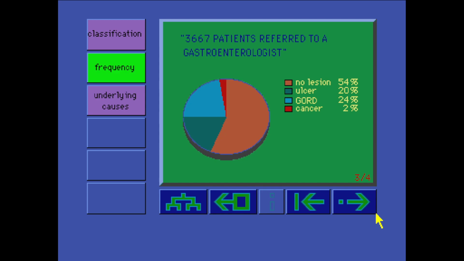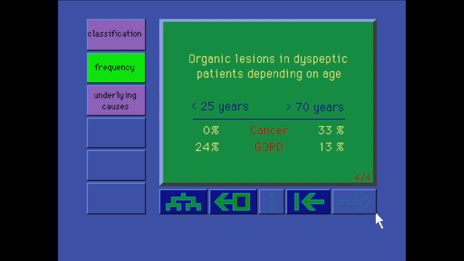In 4 studies, including 3,667 dyspeptic patients who had been referred to a gastroenterologist, endoscopies were performed to detect organic lesions. These figures were recorded. It was also observed that cancer as a cause increases with age, while on the other hand, reflux esophagitis decreases with age.